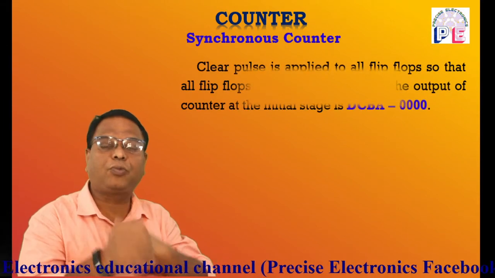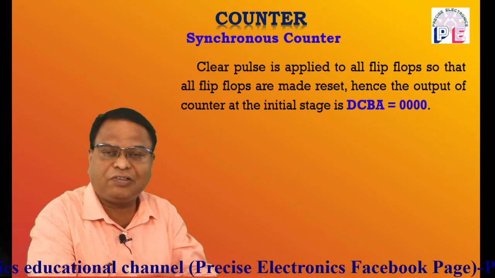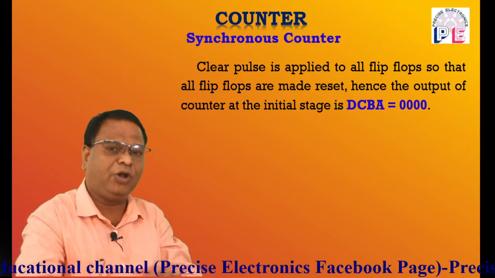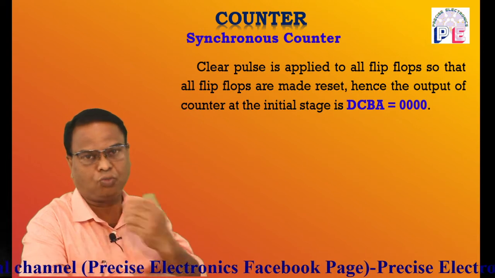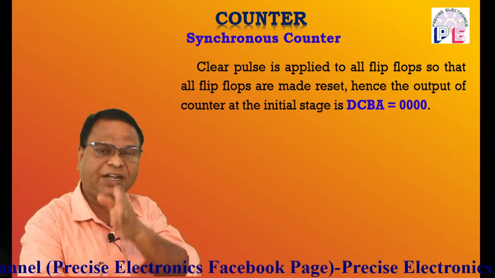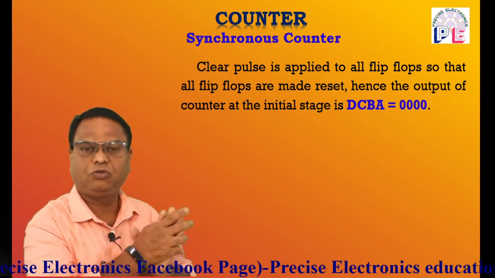Now how does the counter progress, how does the counter count the pulses? Before applying the first pulse, all flip-flops are made clear. So output of counter is DCBA equal to 0, 0, 0, 0.